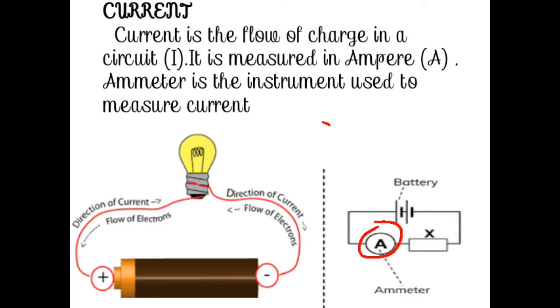Okay, so this is just a simple circuit. The flow of current starts from the positive terminal of a battery towards the negative terminal, and we have said current electricity is the movement of electrons. So here electrons are moving from the positive terminal of a battery to the negative. Okay, let's move on.